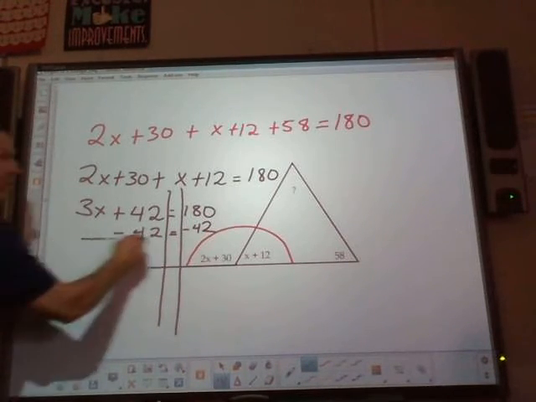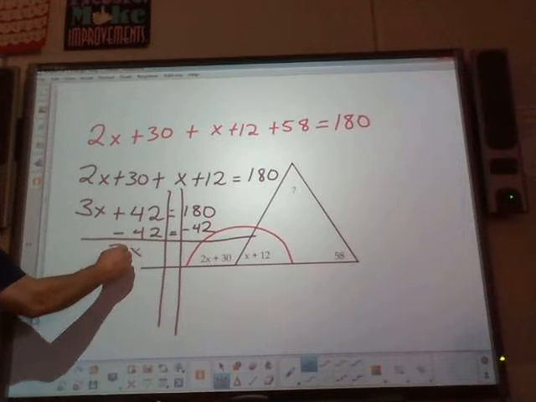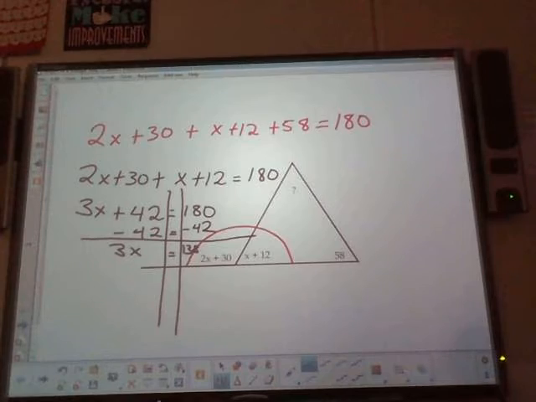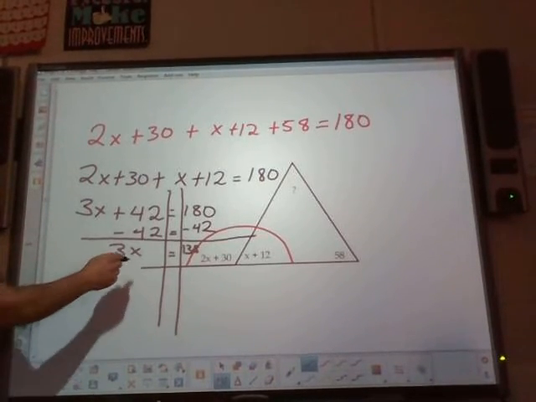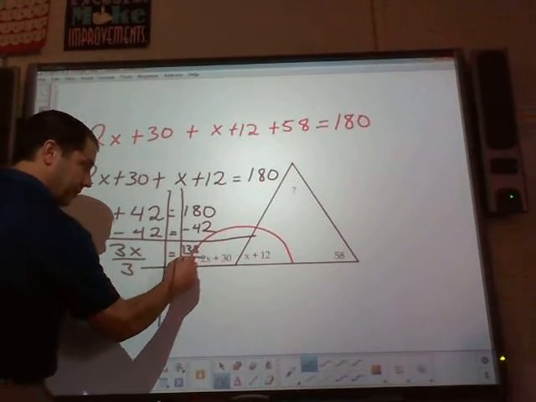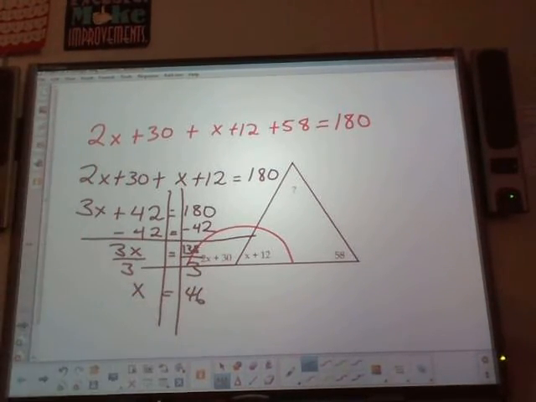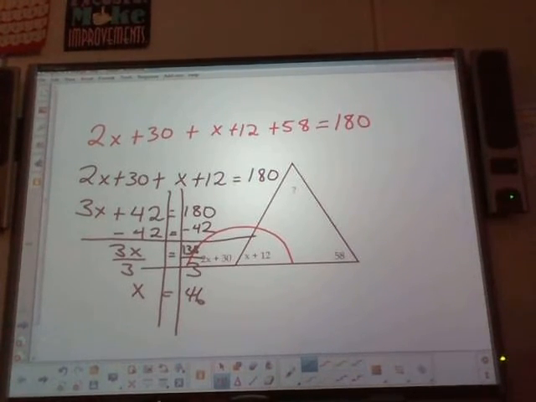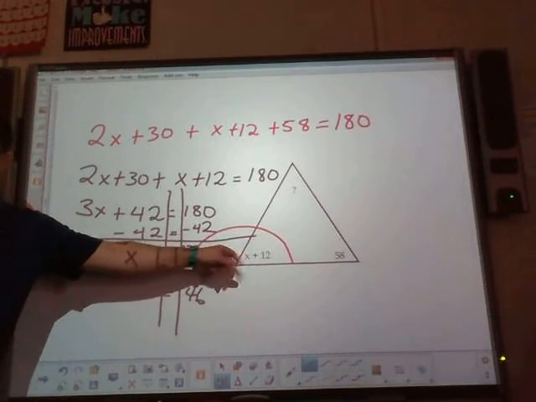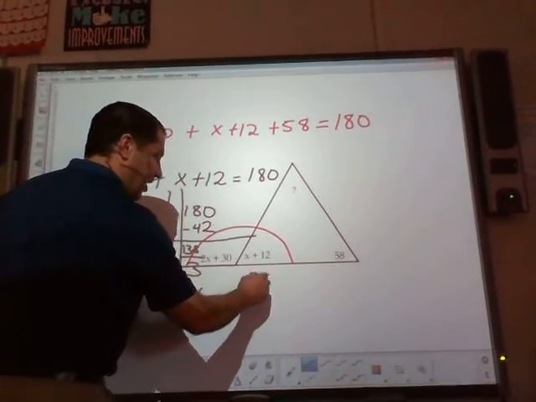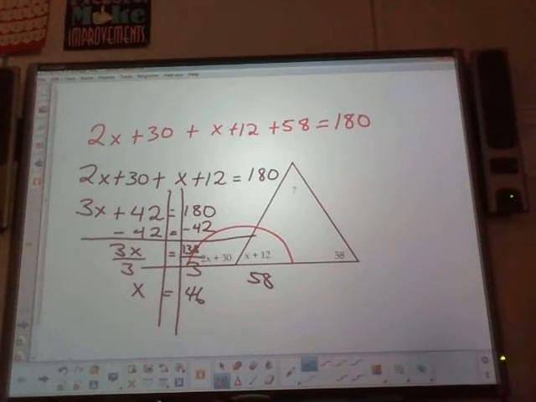And then we get a grand total of 3x is equal to what? 138. And now we get to do what, Ella? Divide by 3 on both sides. And x is equal to? 46. It is 46. So now, Mary, can we find this angle right here? What do we need to do? Add 46 to 12. 46 plus 12 is a grand total of what? 58.